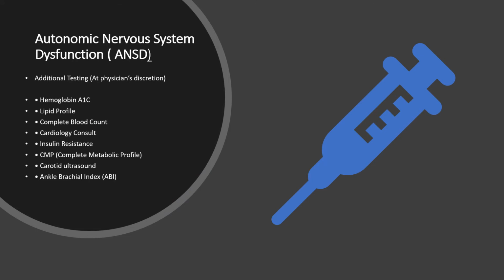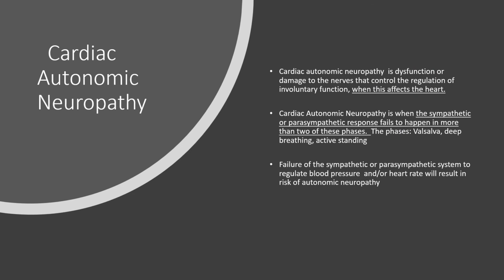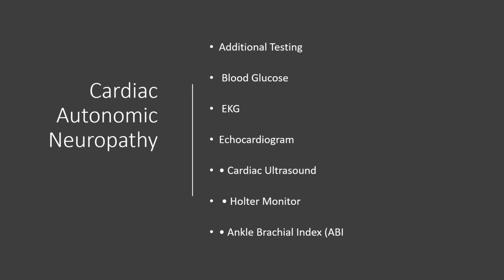Further workup may include a cardiology consult, checking the blood sugars, checking for insulin resistance, as well as checking for peripheral vascular disease. Now, cardiac autonomic neuropathy refers to dysfunction of the nerves that control the regulation, mainly affecting the heart. This is when 2 out of the 3 phases are not functioning very well, and that would include the Valsalva, deep breathing, and active standing. Now, autonomic neuropathy may require further workup to include blood sugars, EKG, an echocardiogram, cardiac ultrasound, and a Holter monitor.